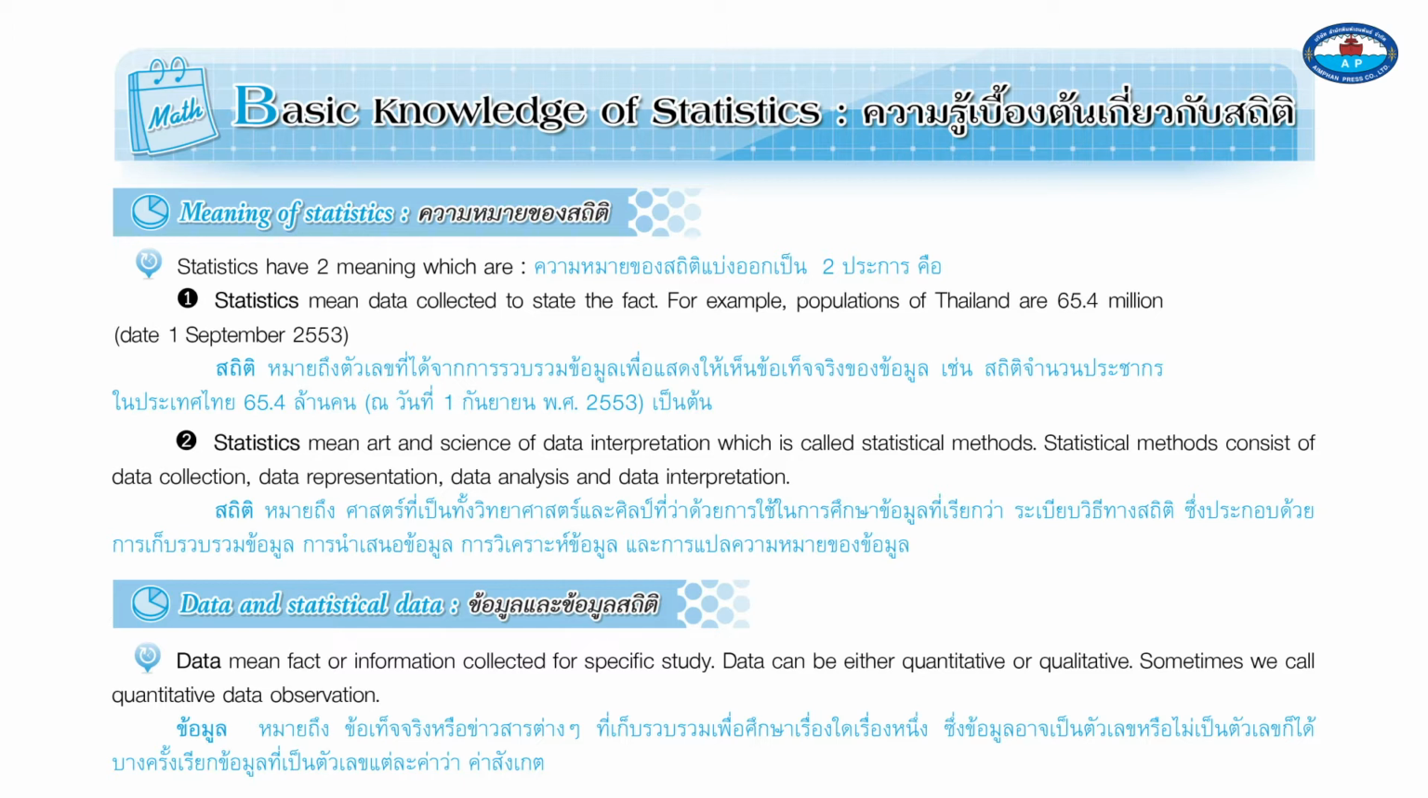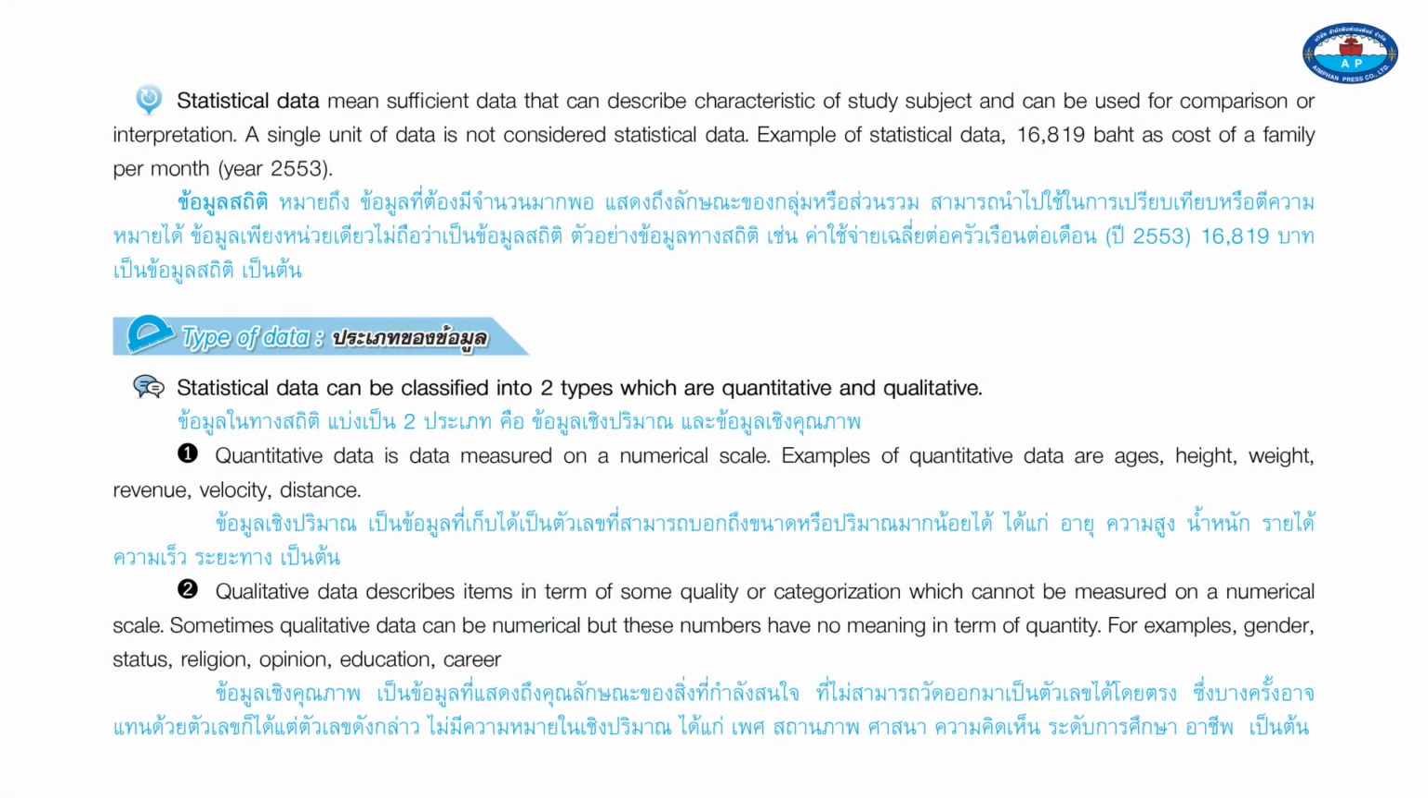Data and statistical data. Data mean fact or information collected for specific study. Data can be either quantitative or qualitative. Sometimes we call quantitative data observation. Statistical data means sufficient data that can be described, characteristic of study subject, and can be used for comparison or interpretation. A single unit of data is not considered statistical data. Example of statistical data: 16,819 baht as cost of a family per month, year 2,553.